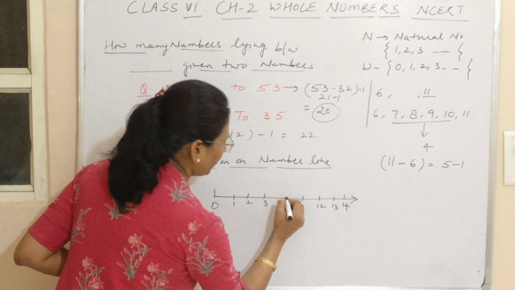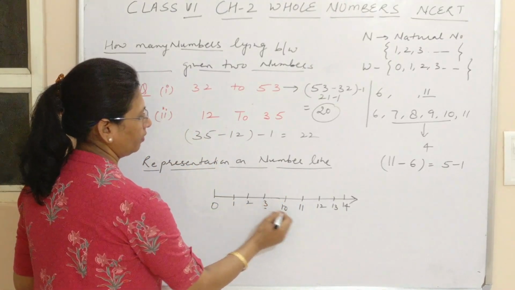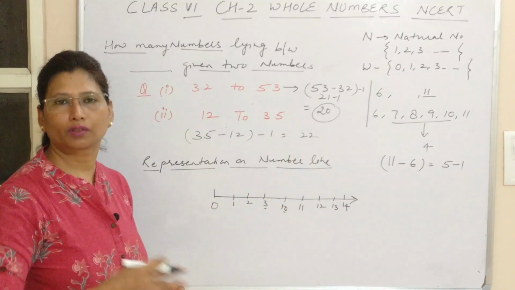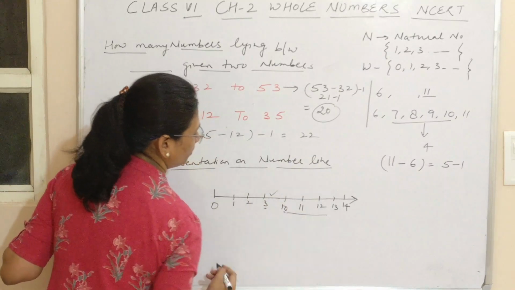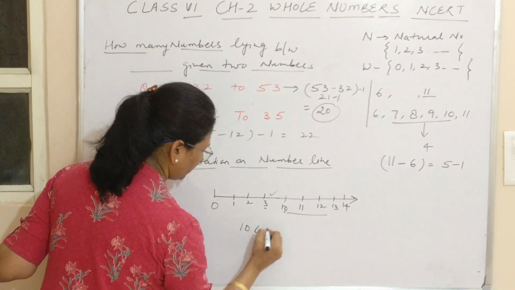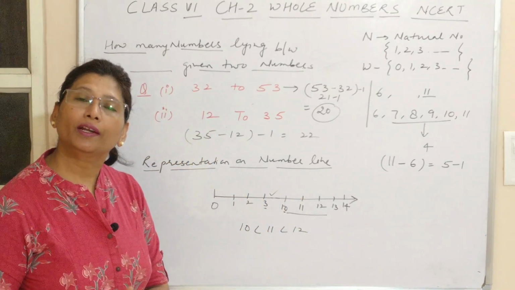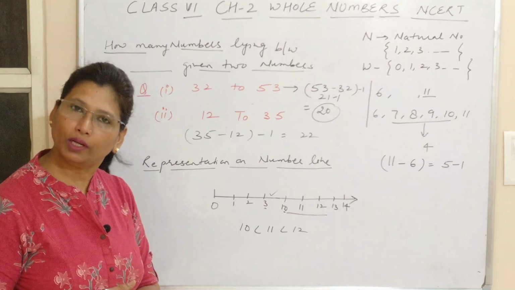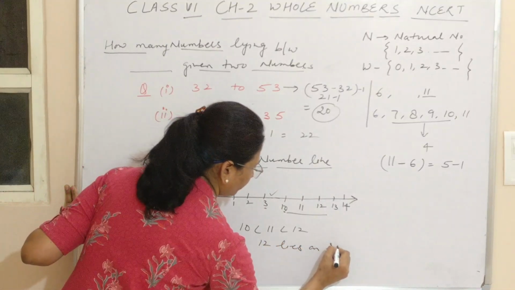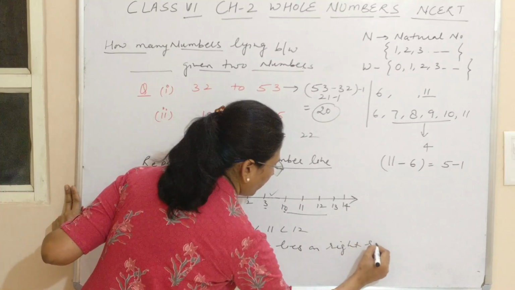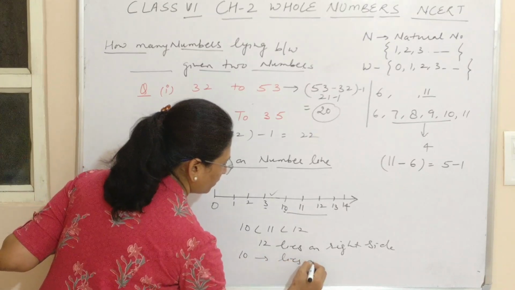For example, I have just skipped the numbers between 3 and 10 because I need to draw another number line, so just bear with this. Now I am taking the positioning of these numbers. If you say this is 10, 11 and 12, can you tell me which number lies on the right side of 11? 12. So 12 lies on the right side. And what about 10? 10 lies on the left side.